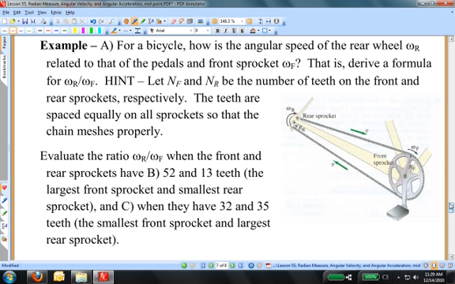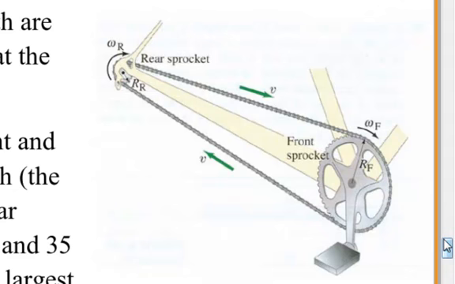Then, in another part of the problem, we're to evaluate the ratio omega rear divided by omega front when the front and rear sprockets have 52 and 13 teeth, the largest front sprocket and the smallest rear sprocket, that's basically high gear, and in part C, when they have 32 and 35 teeth, the smallest front sprocket and the largest rear sprocket, which is low gear for climbing hills. There's a picture here that shows what's going on.